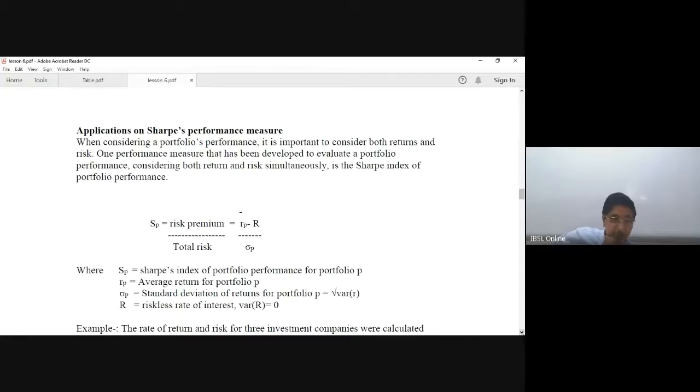Risk premium. From here onwards, when we refer to risk premium, it is nothing other than the return minus the riskless return or risk-free return. That is what you call the risk premium. Total risk is the sigma, or standard deviation of returns, of portfolio P. Right, now we go to the example.